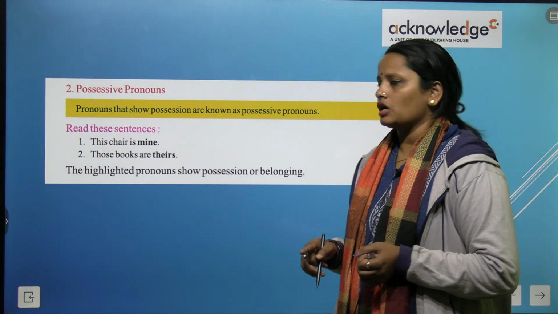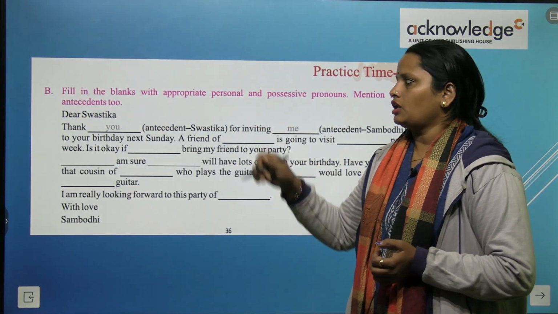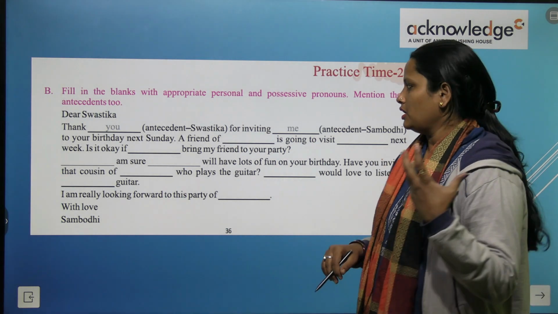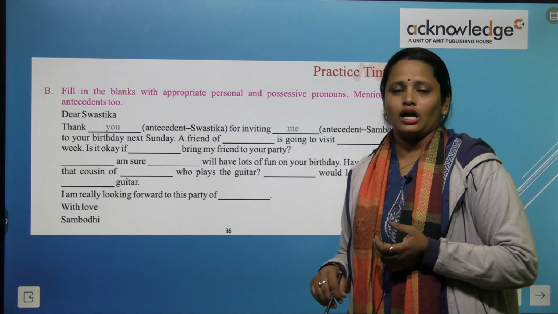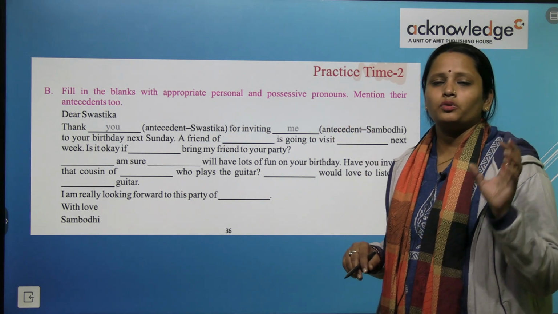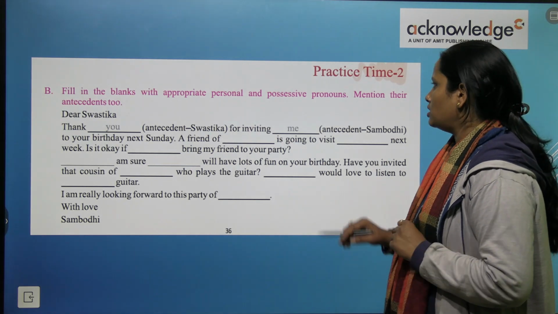तो जो हाईलाइटेड वर्ड्स हैं, ये पोजीशन बता रहे हैं या फिर बिलोंगिंग हमें बता रहे हैं. Now fill in the blanks with appropriate personal and possessive pronouns. सो यहाँ पे कुछ एग्जांपल्स दिए गए हैं आपको ऑलरेडी फिल अप करके. आपको इसमें क्या करना है, या तो फिल इन द ब्लैंक्स विद पर्सनल प्रोनाउन, या फिर पॉजिटिव प्रोनाउन यहाँ पे यूज करना है.